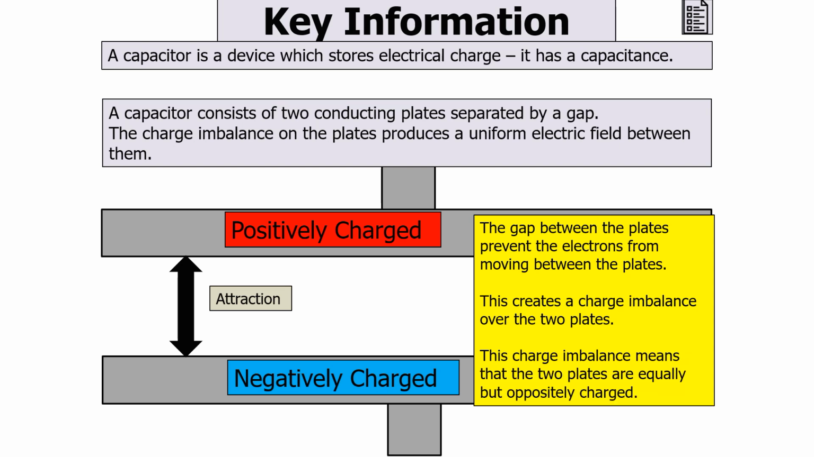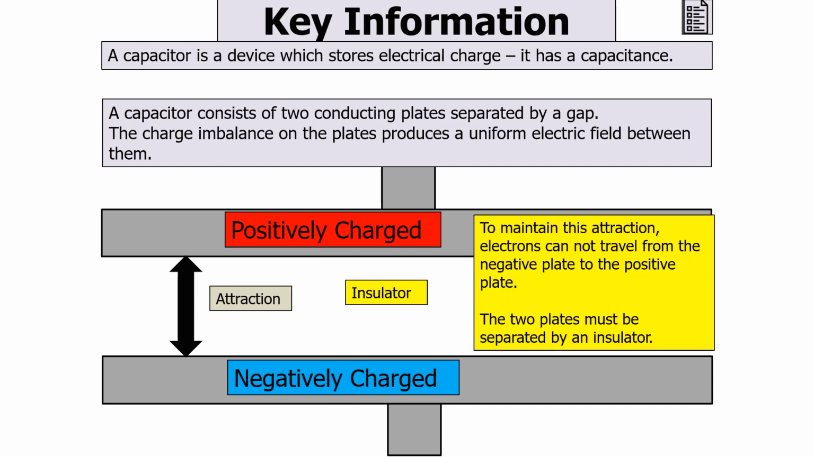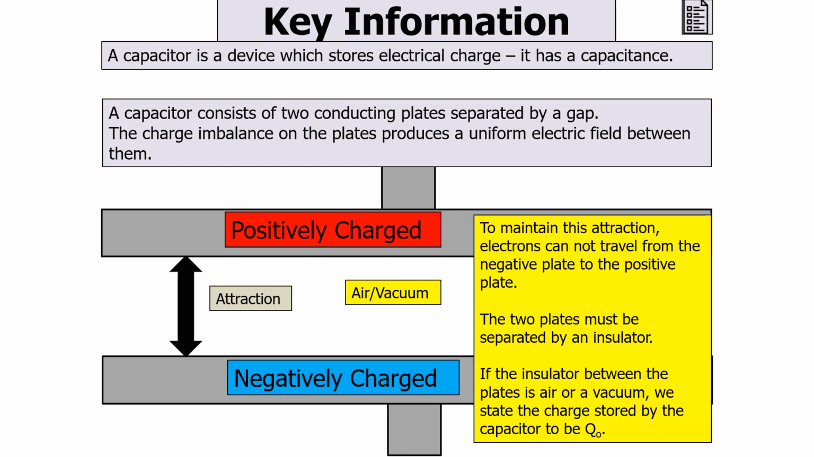Now it also means that this charge imbalance leads to two plates that are equally but oppositely charged. Now to maintain this attraction, electrons cannot travel from the negative plate to the positive plate. Therefore, the two plates must be separated by an insulator. Now, if the insulator between the plates is air or a vacuum, we state that the charge stored by the capacitor is Q0. And also, if the insulator between the plates is air or a vacuum, we state the capacitance of the capacitor to be C0.